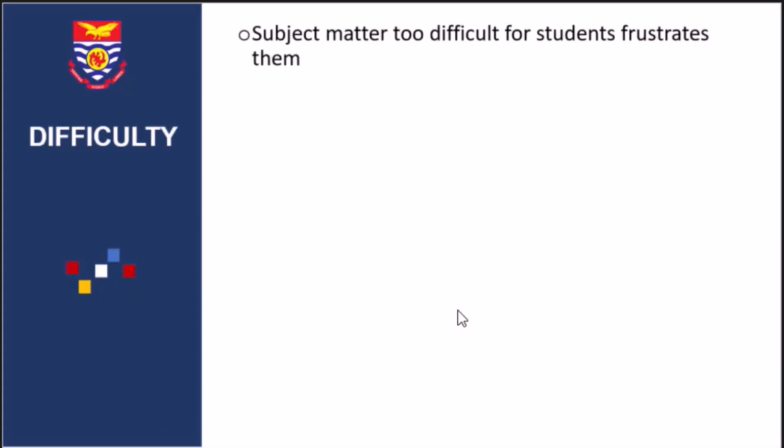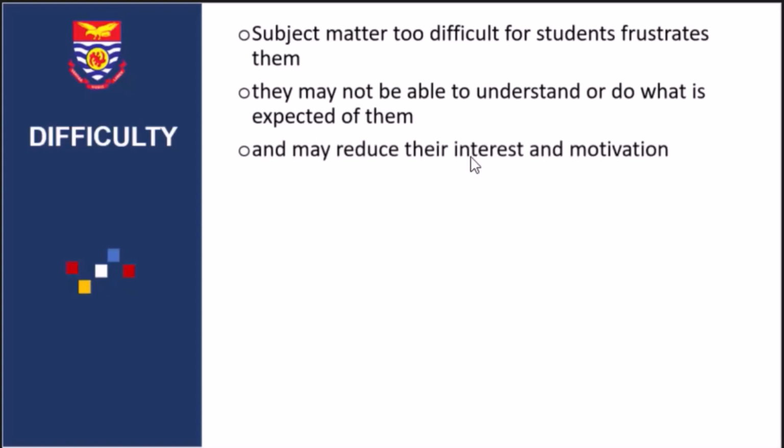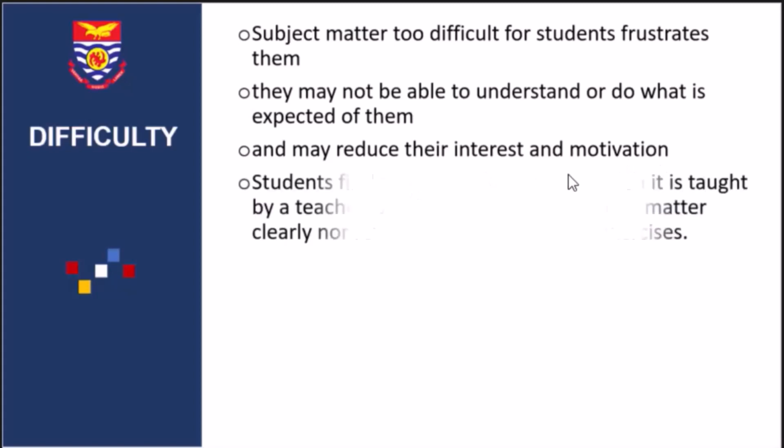Subject matter which are too difficult for students frustrate them, and this is true because you have all been students at the SHS level before, and you know that you have some difficult topics that when the teacher comes to the class, you frown your face and it frustrates you, and the students you are going to teach are just like that. So how do you select them? They may not be able to understand or do what is expected of them, and it may reduce their interest and motivation. And when their interest and motivation are reduced, you know what will happen. It leads to something else.